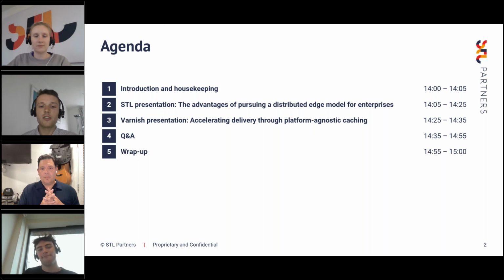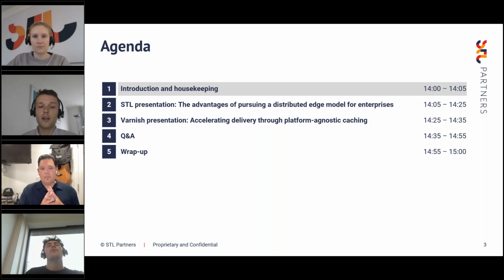Jack Hurley, who's going to be looking at the advantages of pursuing a distributed edge model for enterprises, particularly looking at the challenges and costs enterprises are facing with their IT architecture and how a distributed compute strategy can mitigate against this. This is then going to be followed by a presentation from Adrian Herrera, the CMO of Varnish Software, on how Varnish caching solutions can help enable improved performances for enterprises.